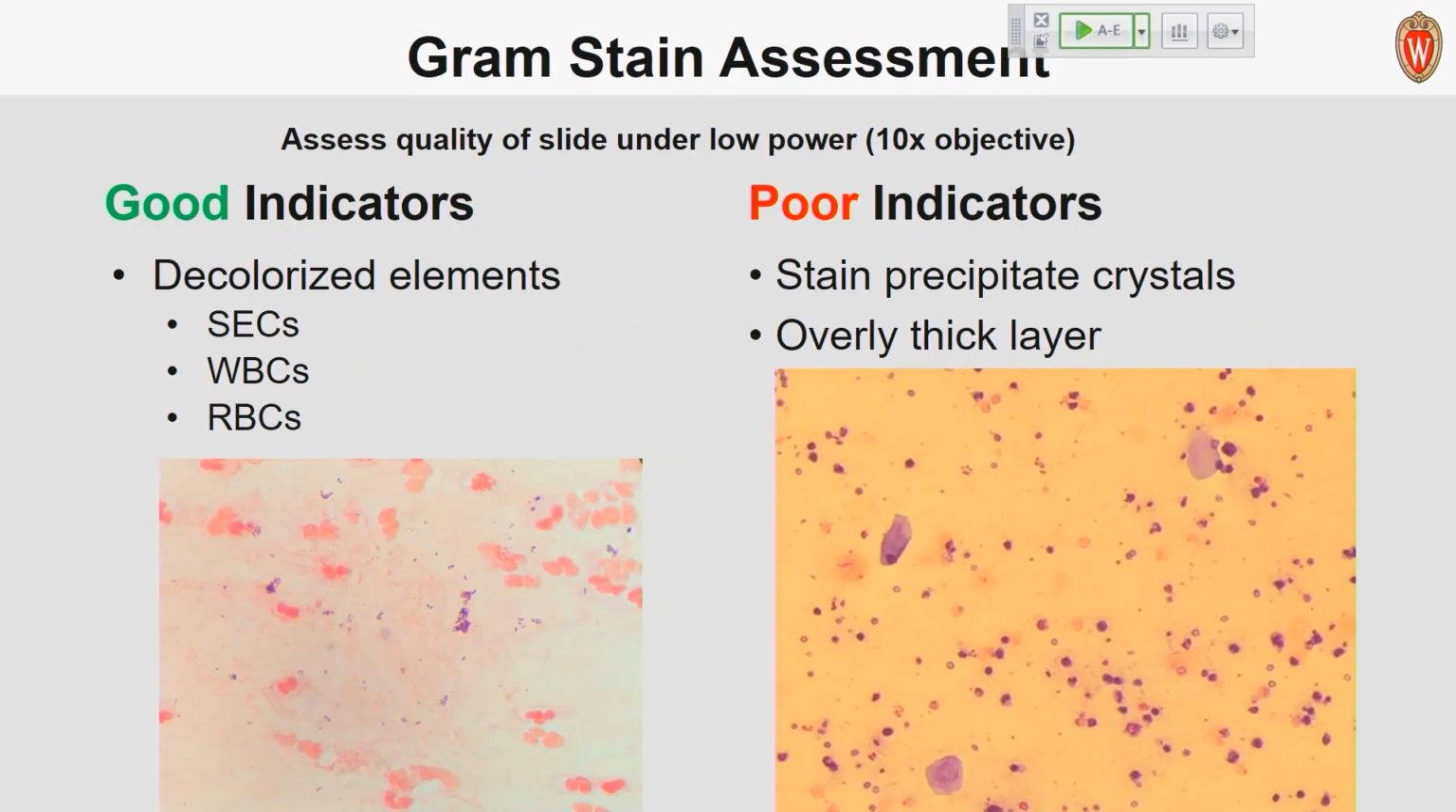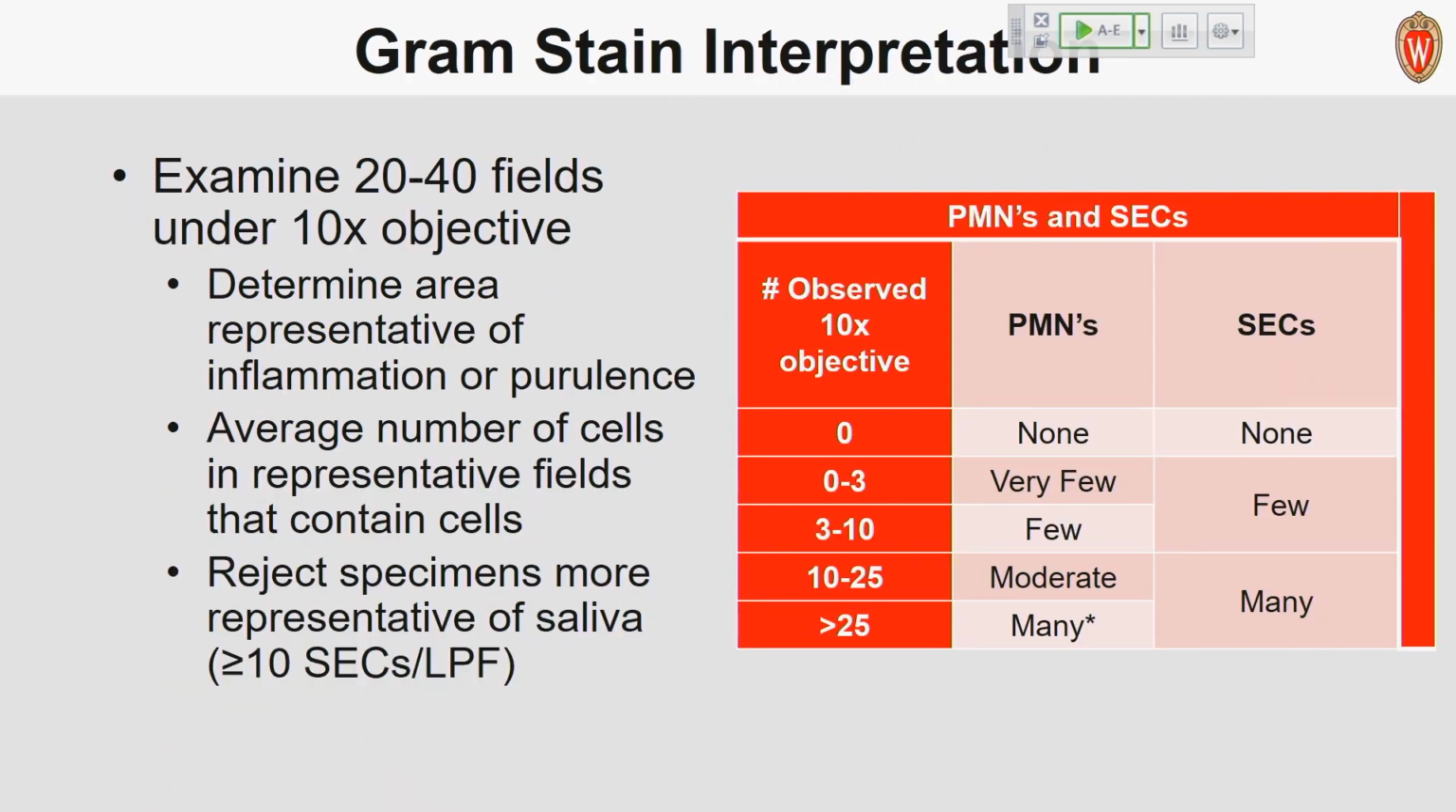I went backward. Here we go. Gram stain interpretation. You're looking at 20 to 40 fields under a 10x objective, determining an area representative of inflammation or purulence. That's where your focus point should really be. And averaging the number of cells in representative fields that contain cells. So you're not looking at the empty part of the slide and using that as part of your 20 to 40 fields.